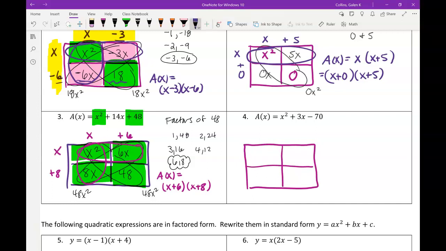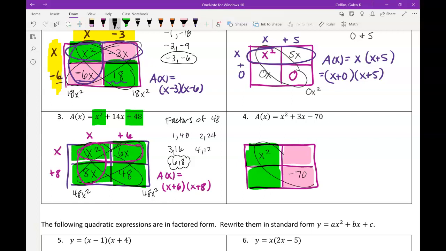all right, so we've got our x squared term, and we know that's going to be positive, but our constant term is a negative number, negative 70. So that means that to multiply two numbers to get a negative, one of those numbers has to be negative and the other one has to be positive. And it doesn't matter where you put the negative or where you put the positive, it just helps me to think about it. So I have my x squared here and my negative 70 down here.